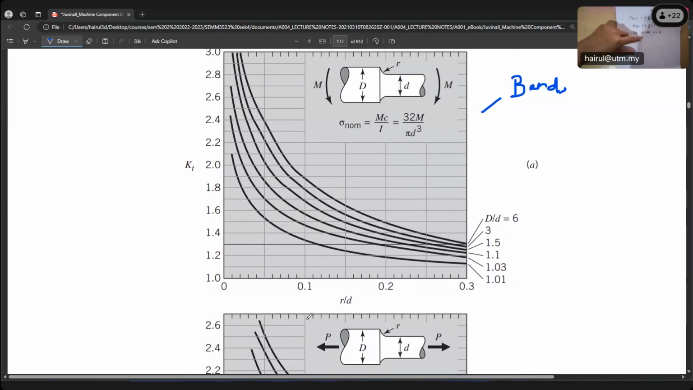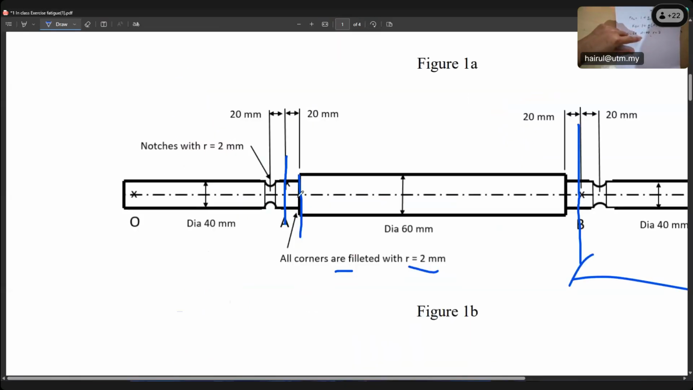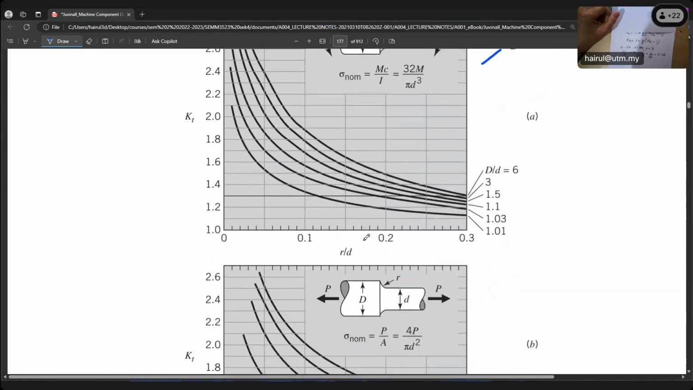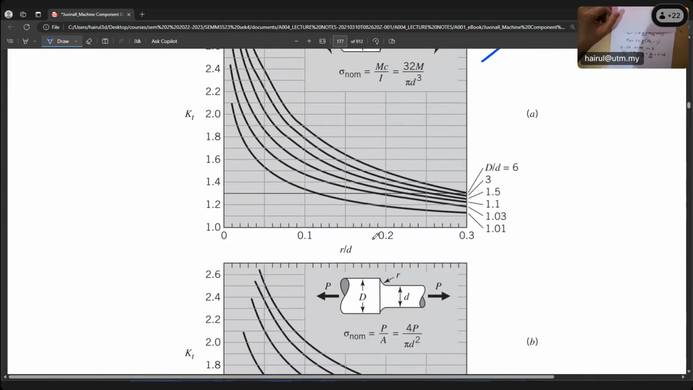So what is r? In the question, r is 2 millimeter, right? The fillet radius is 2 millimeter, as I show you in my image here. Bigger D is 60, smaller d is 40, ratio D over d is 1.5. r over d is 2 over 40. What is 2 over 40? r over smaller d, what is the ratio? 0.05.